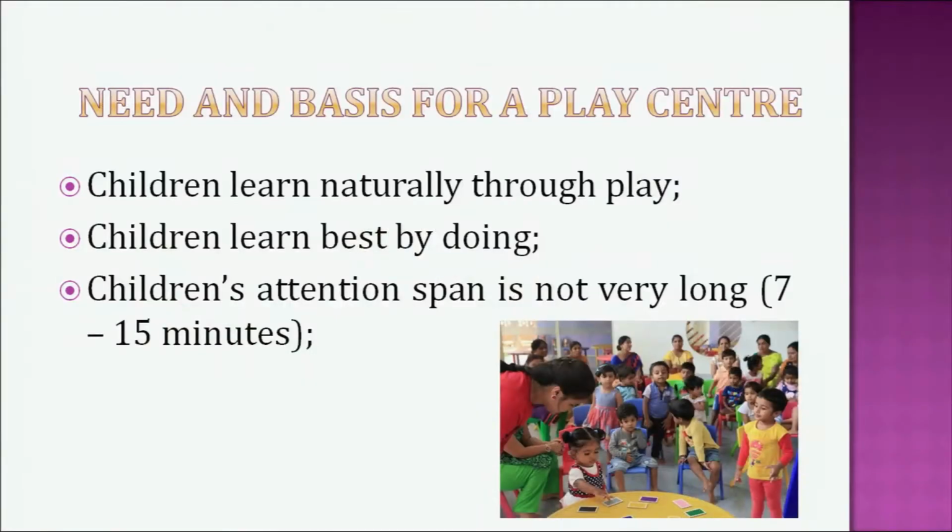There are certain unique characteristics of the learning process of 2 to 5-year-olds that demand a play center. These characteristics are, for example, that children learn naturally through play, because this is the tendency of the child. If you force the child to learn something, the child will not learn. But if the child is allowed to learn through play, the child will have a better understanding.